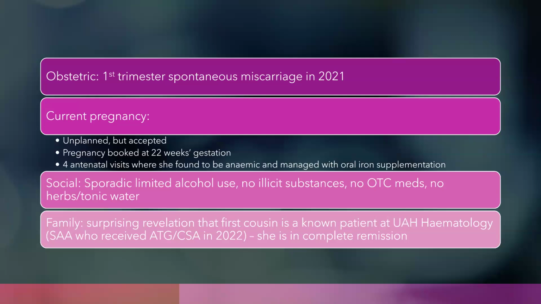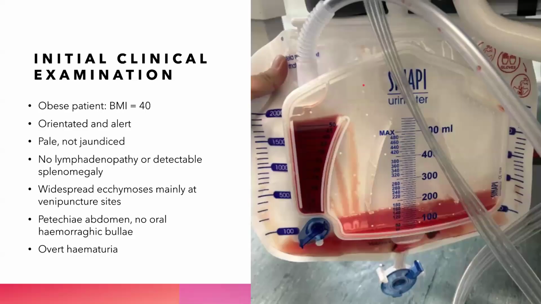And then just of interest, and I'd be interested to know if anyone has any opinions about this. We don't have a clear etiological link, but we found out that her paternal first cousin is actually a known patient to us at Universitas Hematology. The cousin presented in 2022 with severe aplastic anemia, and received ATGAM and cyclosporin, and is at present in complete remission. So just a very interesting fact.